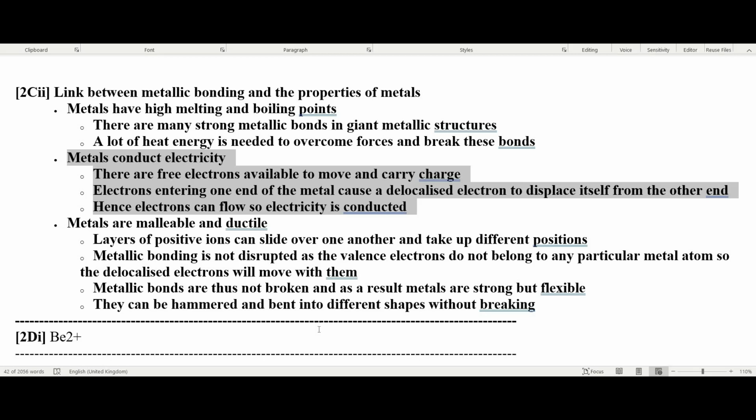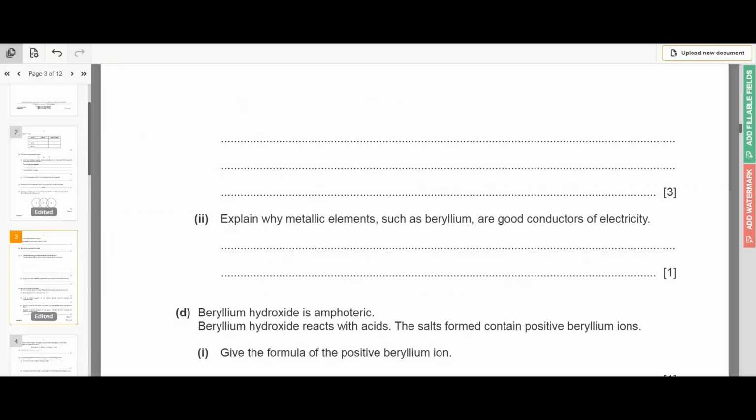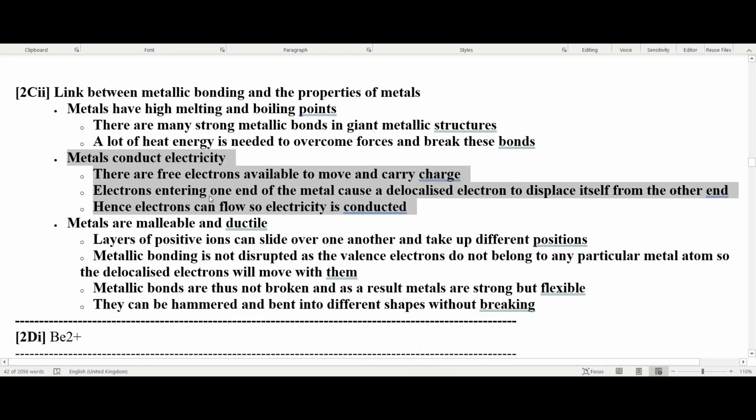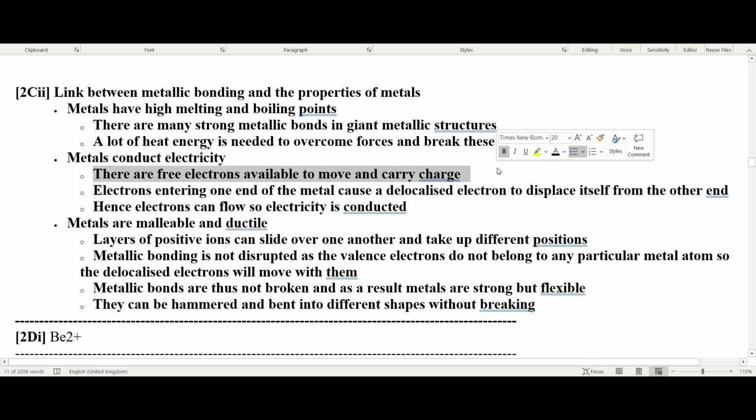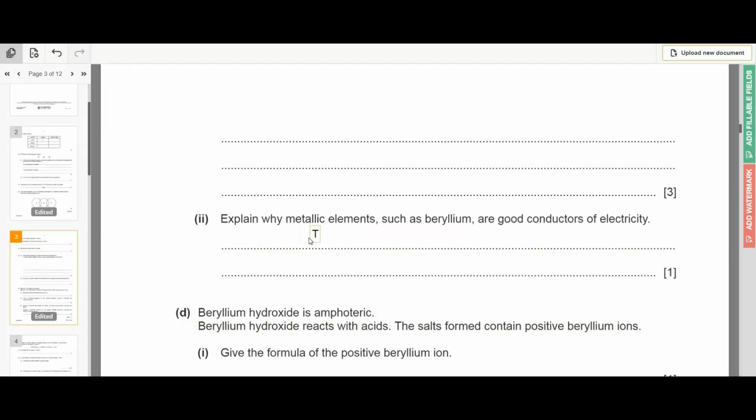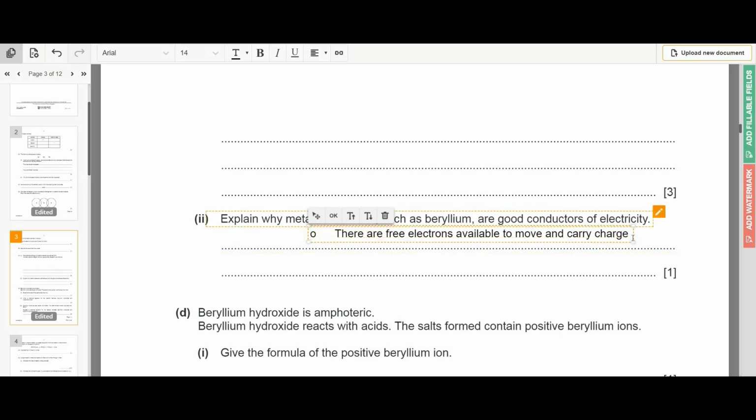So we should give, it's a 1 mark question. In order to secure 1 mark, we need to give this point. There are free electrons available to move and carry the charge. This is the point we are required to give in order to secure this 1 mark. So I'll just input this here. Okay, there are free electrons available to move and carry the charge, and you have secured 1 mark. Moving on to part D.